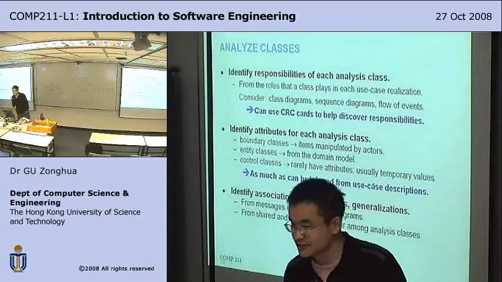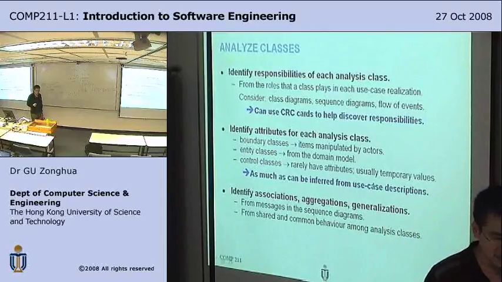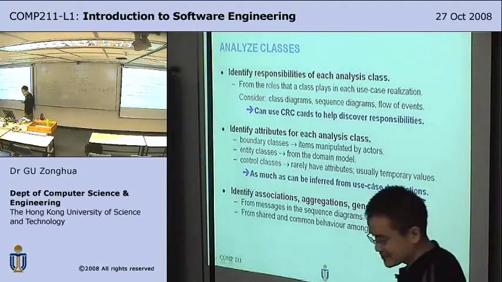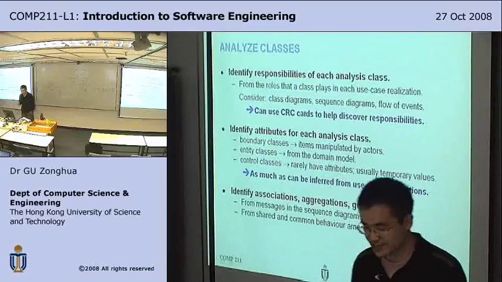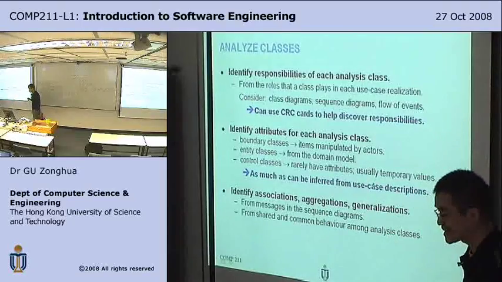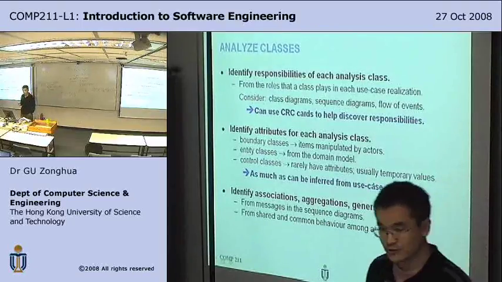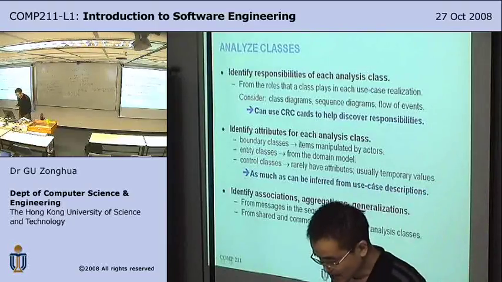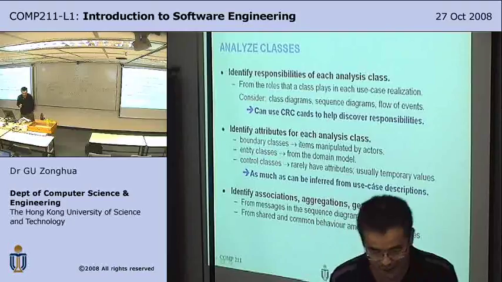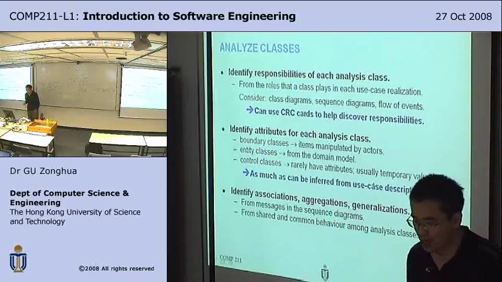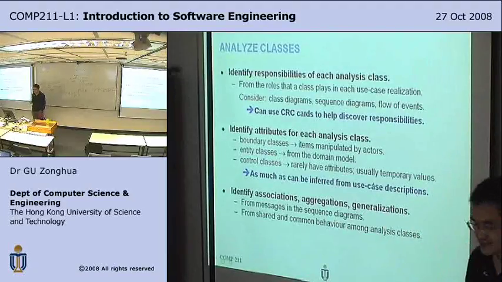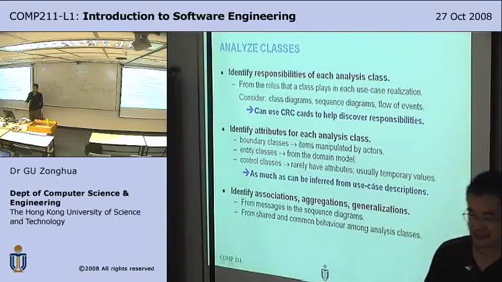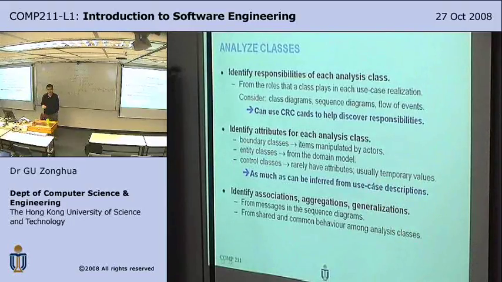Notice that associations can be directed, can be one way, or can be two way. So if class A only sends a message to class B, while class B cannot send a message back to class A, then it's a one-way association from class A to class B. And from shared and common behavior among analysis classes, these are useful for identifying generalizations, right? If something is common, you pull it out into a common superclass.